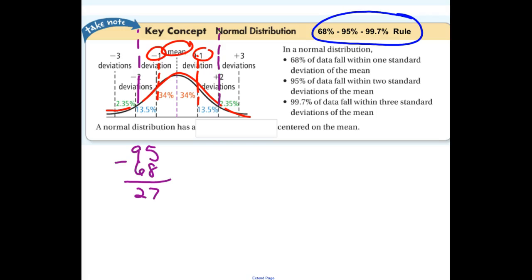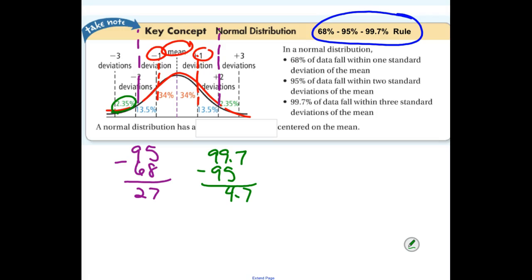Okay? Our next bump out is going to 99.7. If we take away the 95 that we've already accounted for, we have 4.7% left to divide up. We're going to put half on each side. Half of 4.7 is 2.35. That's where these numbers come from. Does that make sense?